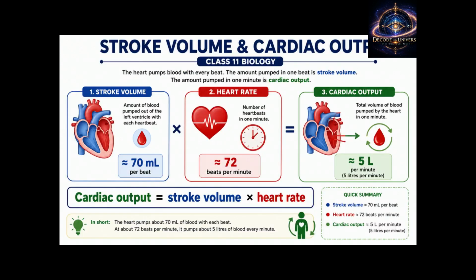17. Cardiac cycle. Cardiac cycle means one complete sequence of heart contraction and relaxation. It includes atrial systole, ventricular systole, joint diastole. One cardiac cycle takes about 0.8 seconds. During each cycle, each ventricle pumps about 70 ml blood. This is called stroke volume. Cardiac output equals stroke volume times heart rate. Average cardiac output in a healthy person is about 5 liters per minute.